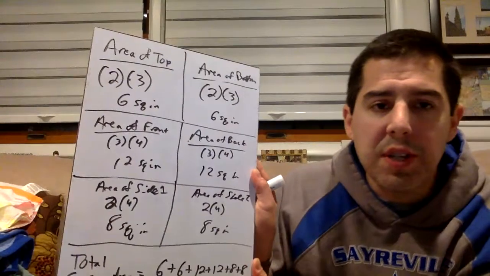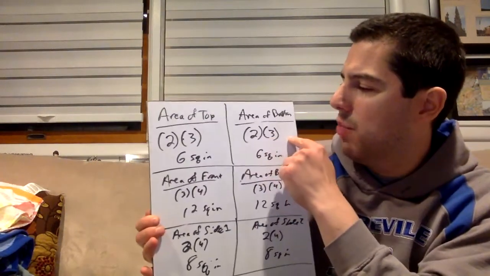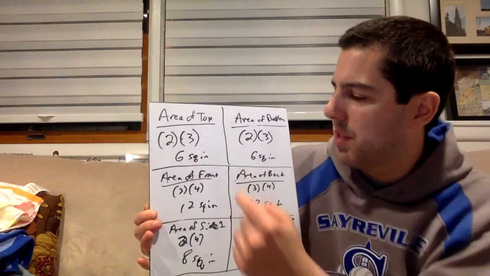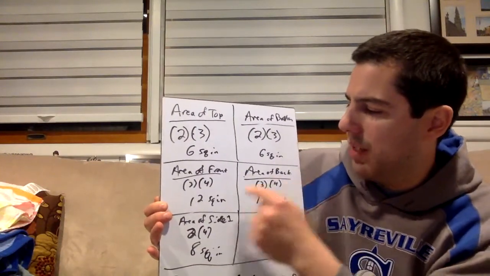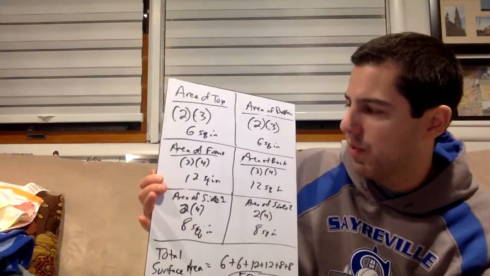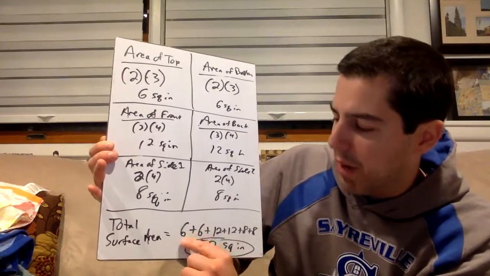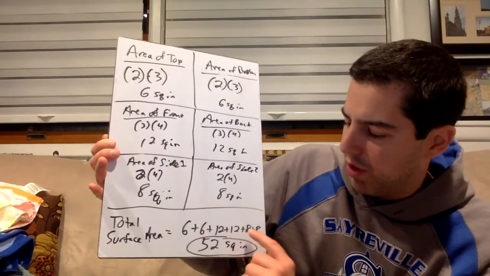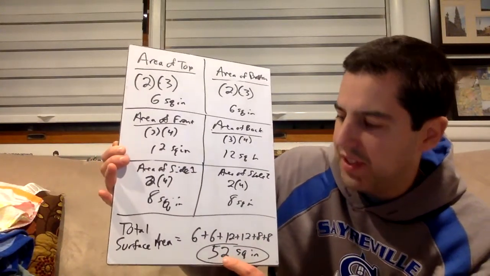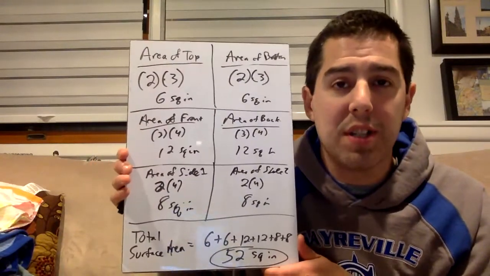Let's see what that looks like written all out. So these were the 6 area problems that we did. The top and the bottom were the same, 2 times 3. The front and the back were the same, 3 times 4. And the 2 sides were the same, 2 times 4. So these were all 6 of my different faces. So I added them up, 6 plus 6 plus 12 plus 12 plus 8 plus 8. And I got 52 square inches. Okay, this is how you do rectangular prisms.